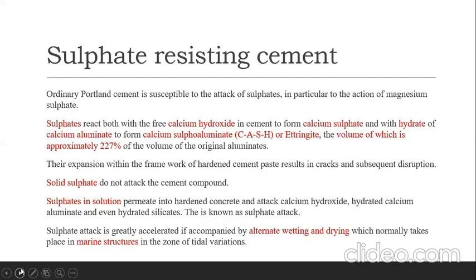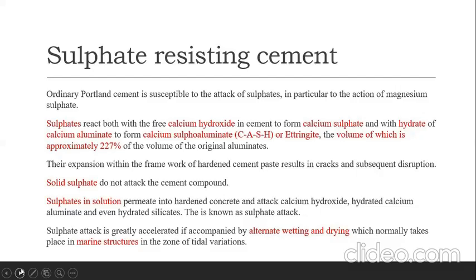And the next type of cement is sulfate resisting cement. Generally this type of cement is used for enhancing the resistance against alternating wetting and drying conditions. So most probably in the regions where you have alternate snowfall as well as summer happening, in those conditions this type of cement is highly used.